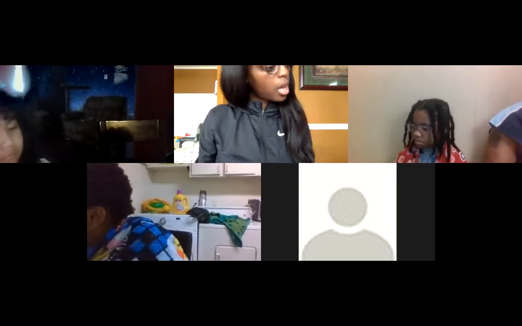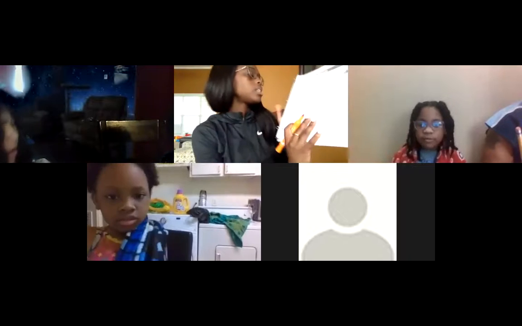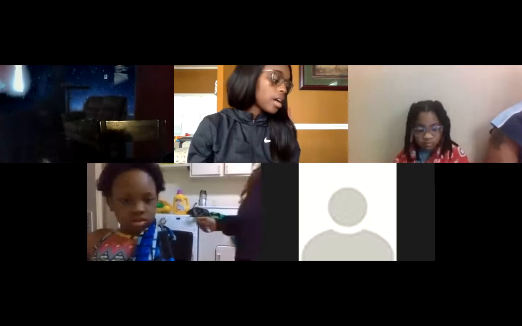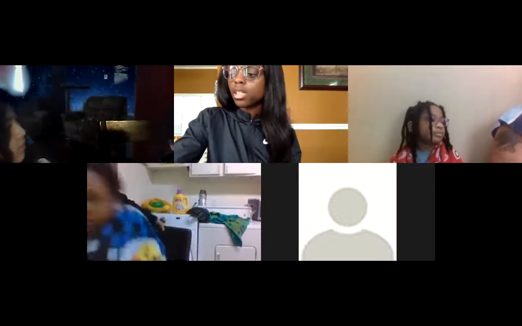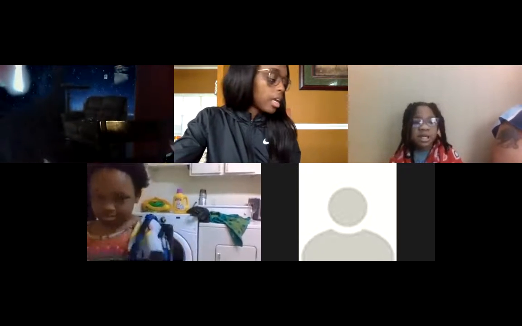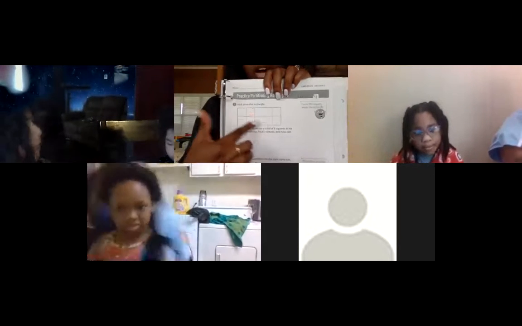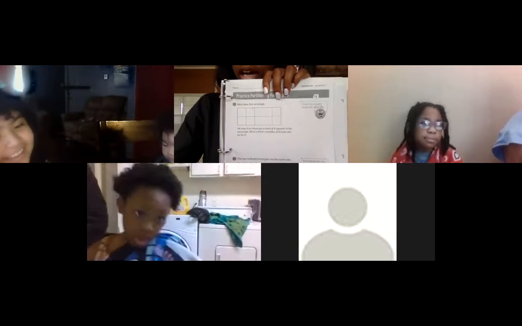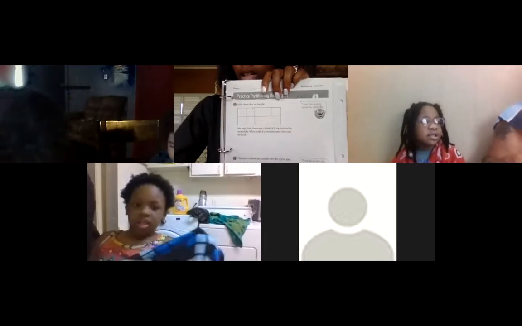All right, the next page. It says, Nick drew this rectangle. He says that there are a total of 8 squares in his rectangle. What is Nick's mistake and how can he fix it? Go look at it and see what is wrong with this picture and how can he fix it? Are all of these squares equal? And if it's not, you should go back and fix it. What could you do to make all of these look the same?